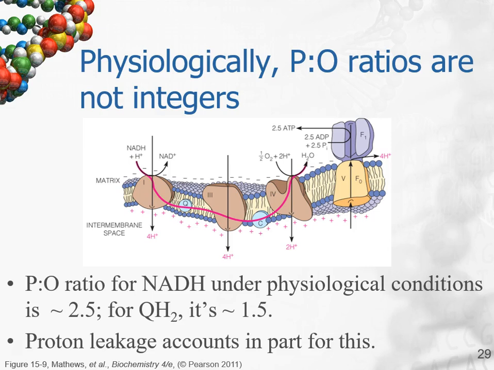All right, so here I'm going to change those numbers from the nice integers. It's very nice to think of 3 complexes and 3 beta subunits and 3 ATPs. But under physiological conditions, there's a little bit of proton leakage. So that means the P to O ratio isn't really 3. It's about 2.5. And for QH2, it's not 2, it's about 1.5. So I wanted you to be aware of this. Even though most of the textbooks should have updated this, this is not brand new information, but sometimes I still see P to O ratios of 3 for NADH and P to O ratios of 2 for QH2. But hopefully in your future, you'll see that this has been updated.